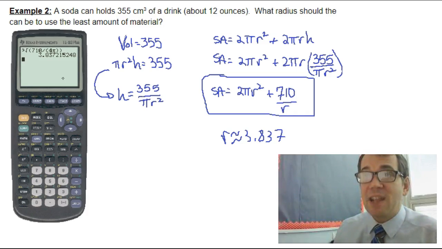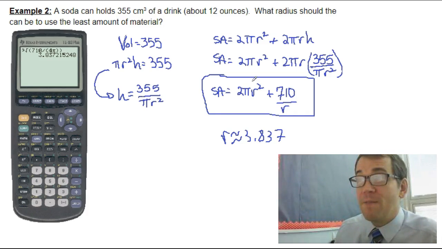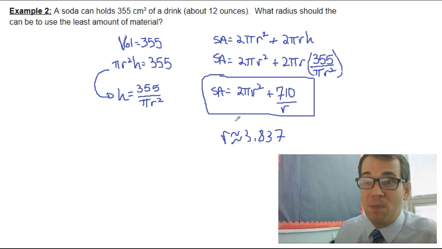So there you go. But instead of doing all the calculus, we could just graph this function and use the calculator's minimum feature to find the minimum. A lot easier.